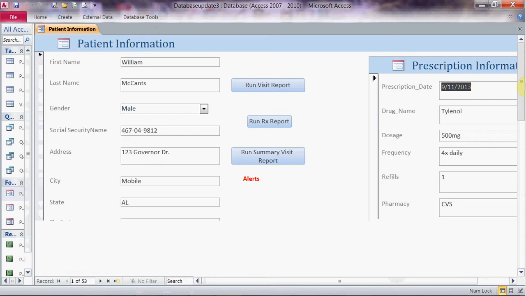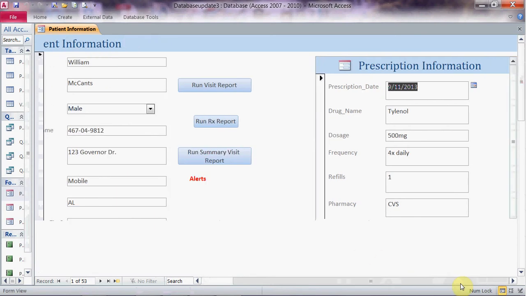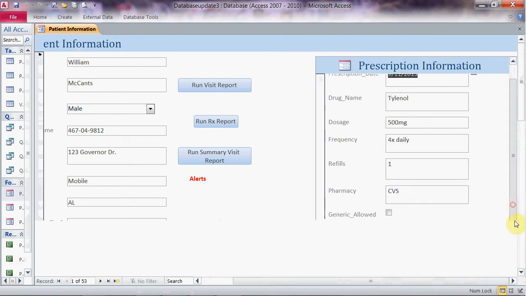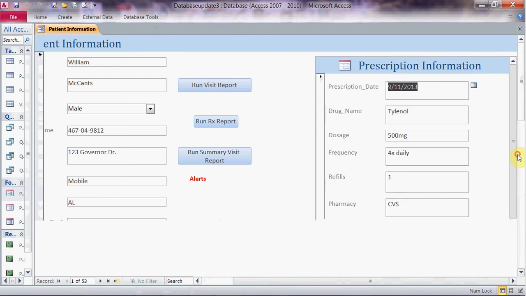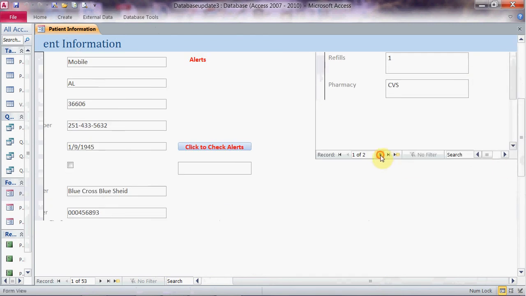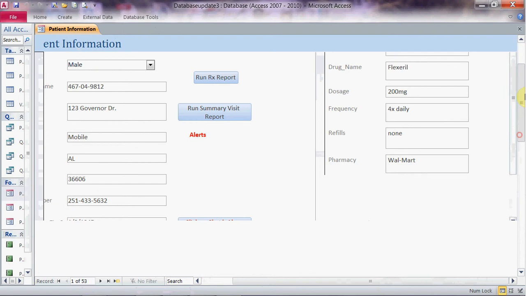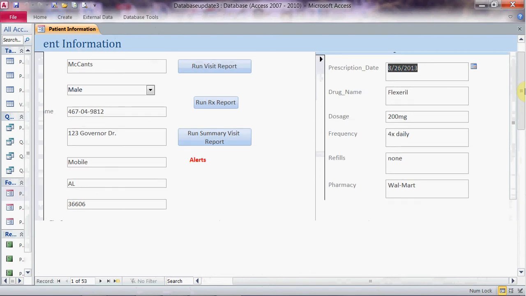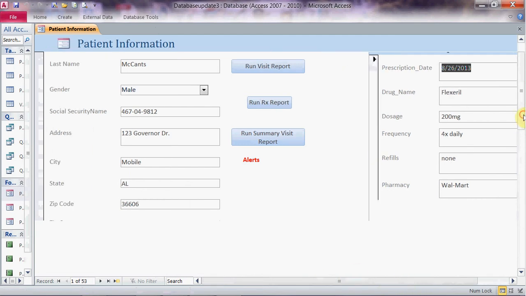We have here on the right side of our screen prescription information. He was prescribed Tylenol along with Flexeril medication.